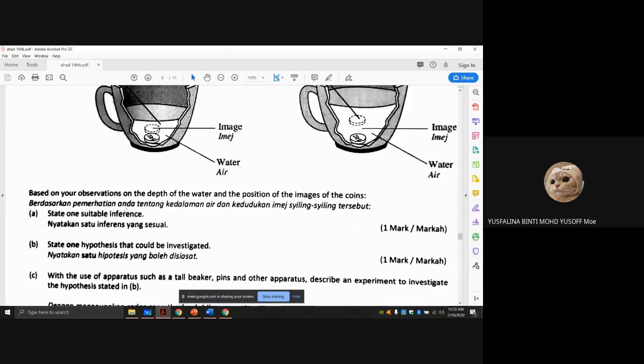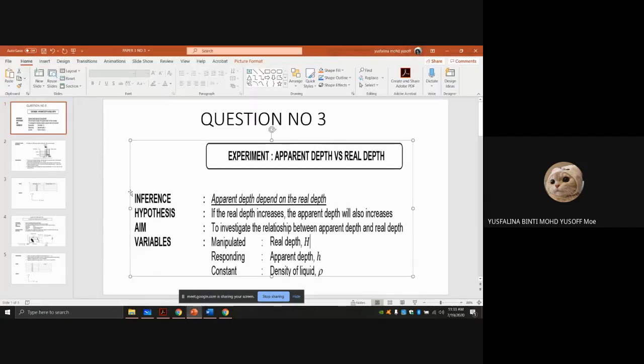Okay, so inference. Here is the answer. Inference, I already told you so many times, must have the word depend. This is the keyword: depend. So the apparent depth depends on the real depth. You have to know which one is the manipulated and which one is the responding. Usually the responding variable depends on the manipulated variable. So apparent depth depends on the real depth.